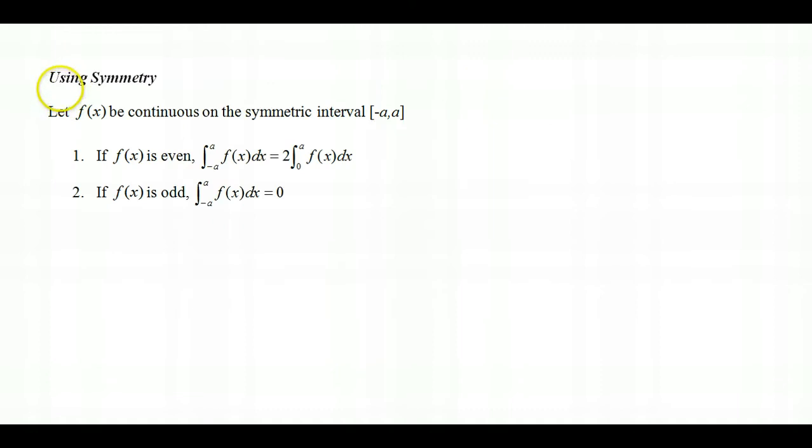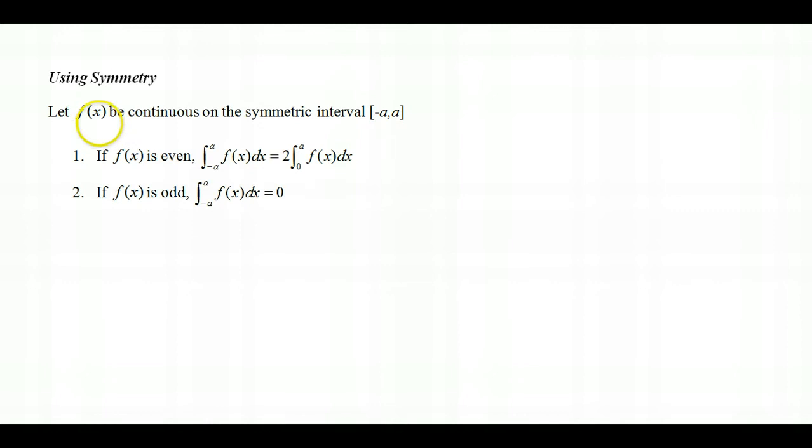Alright, so before we continue with another example, I want to talk about using symmetry to help simplify our calculations. So if we have f of x as a continuous function on the symmetric interval from negative a to a, if f of x is an even function, then the integral from negative a to a of f of x dx equals 2 times the integral from 0 to a of f of x dx. So let's take a look at what that means for a second.